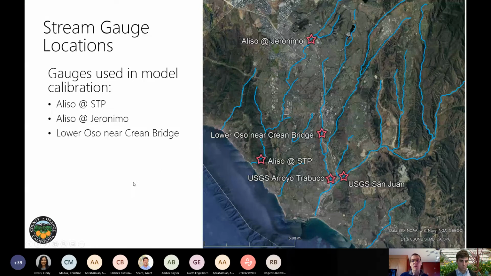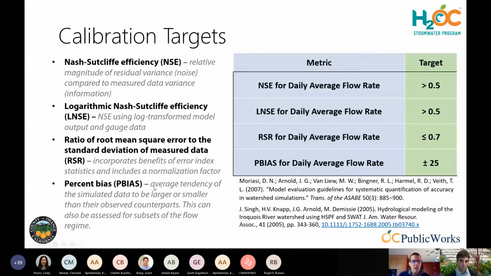The San Juan gauge and the Trabuco gauge are useful for comparison to the Santa Margarita Water District model, which is modeling that part of the watershed. So there's multiple calibration targets that we used in addition to the visual assessment of the time series plot that we showed earlier. The Nash-Sutcliffe efficiency examines the magnitude of the variance due to noise relative to the variance due to expected variation in the time series. This can be done on logarithmic data as well.